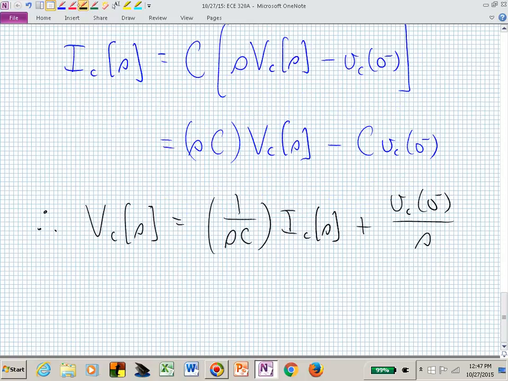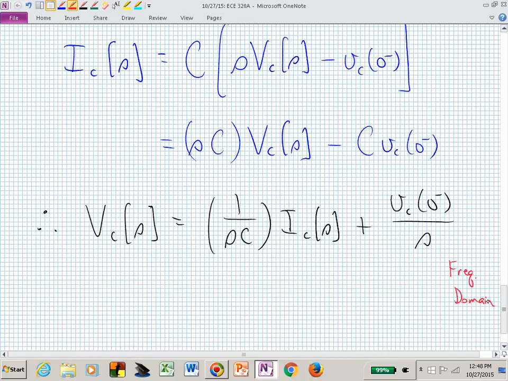And this relationship is the current voltage relationship of a capacitor in the frequency domain. And this first term is like Ri, except now it's Zi. This is the impedance of our capacitor, where the impedance of the capacitor is this 1 over SC. There's our Z for the capacitor. And then we have this initial condition term.